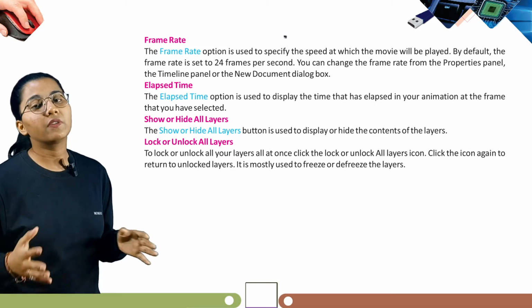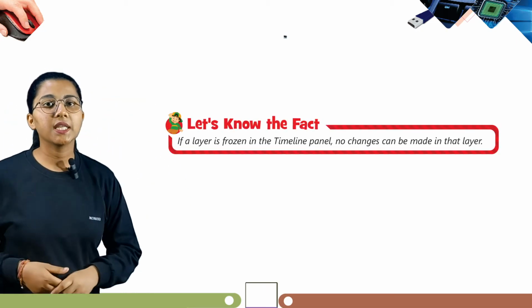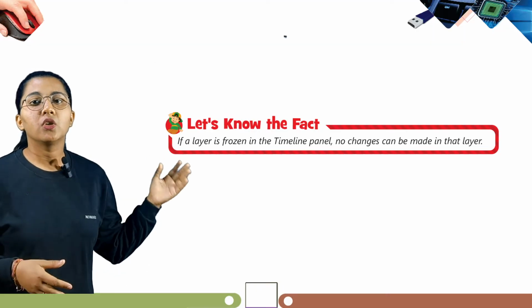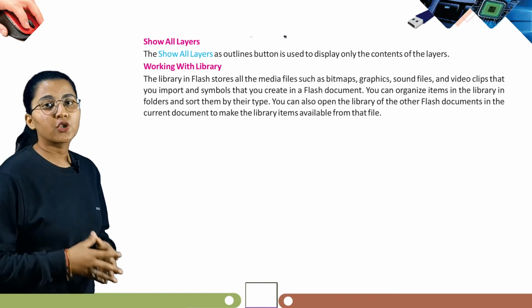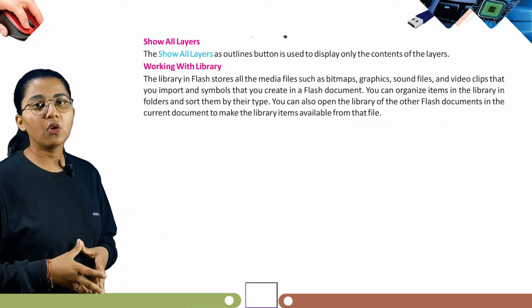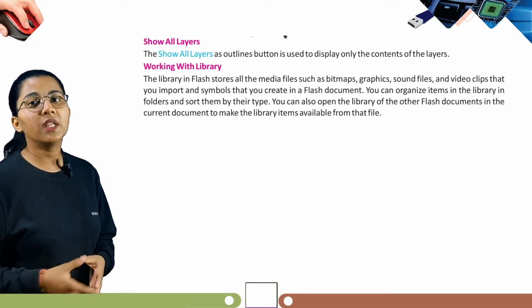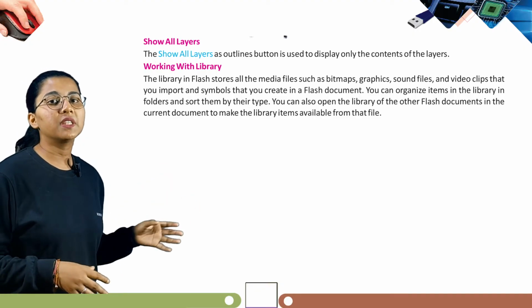So students, before we move further, let's know an interesting fact: if a layer is frozen in the Timeline panel, no changes can be made in the layer. Now then we have Show All Layers as Outlines. The Show All Layers as Outlines button is used to display only the outlines of the contents of the layers. Now next we have working with Library.